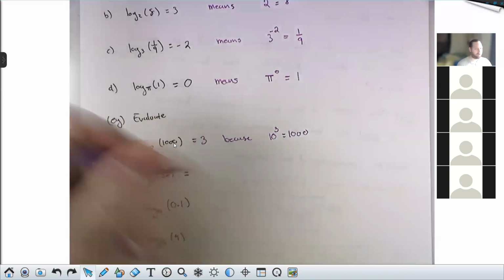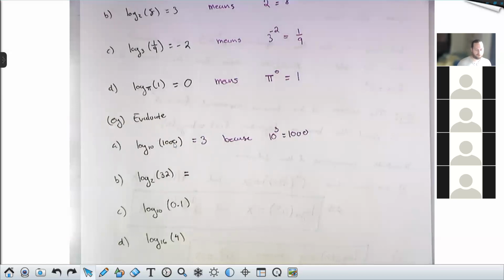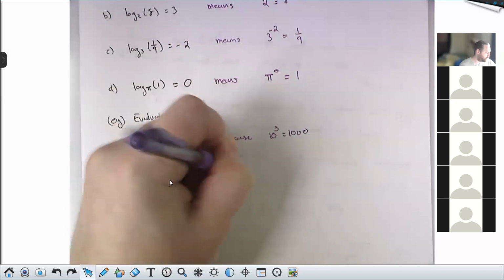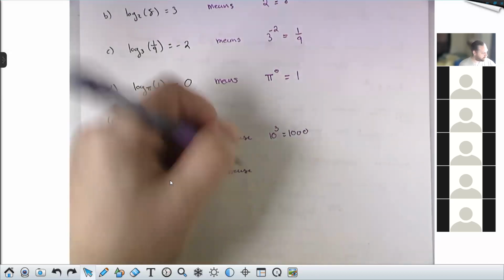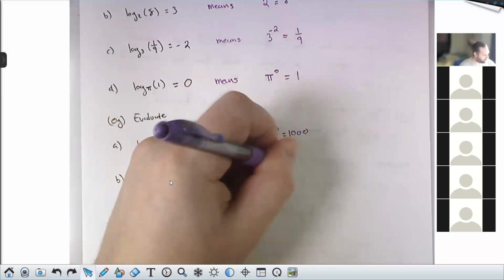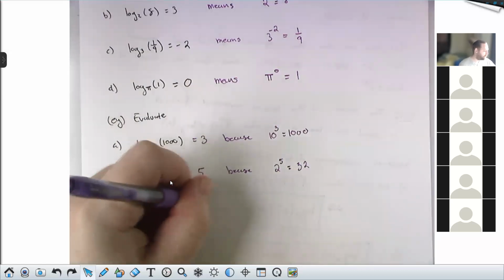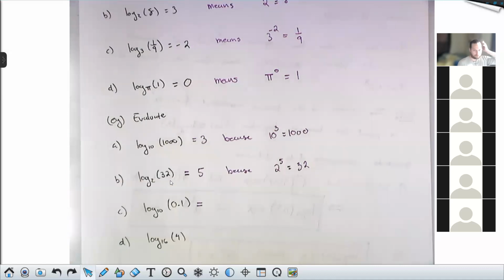All right. What is the base 2 log of 32? Would it be 5? Exactly, yeah, this is 5, because 2 to the 5 is 32. So base 2 log of 32 is 5, because 2 to the 5 is equal to 32. All right, this one's a little tricky. Base 10 log of 0.1.